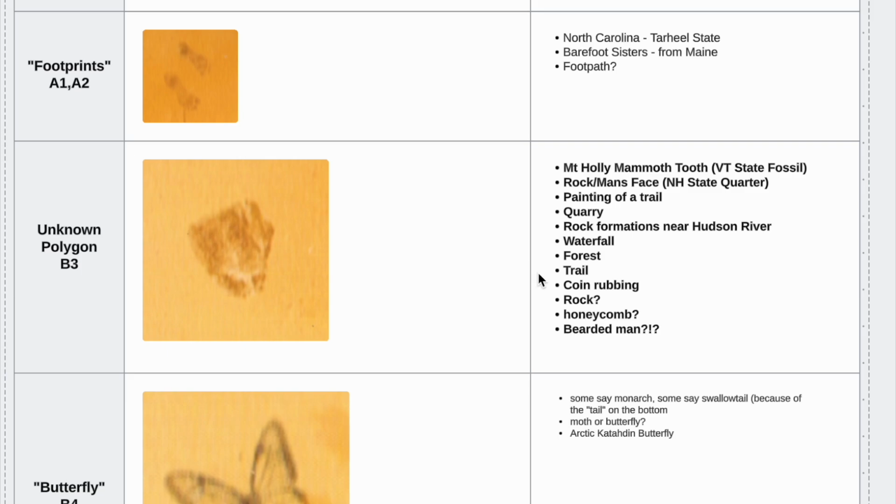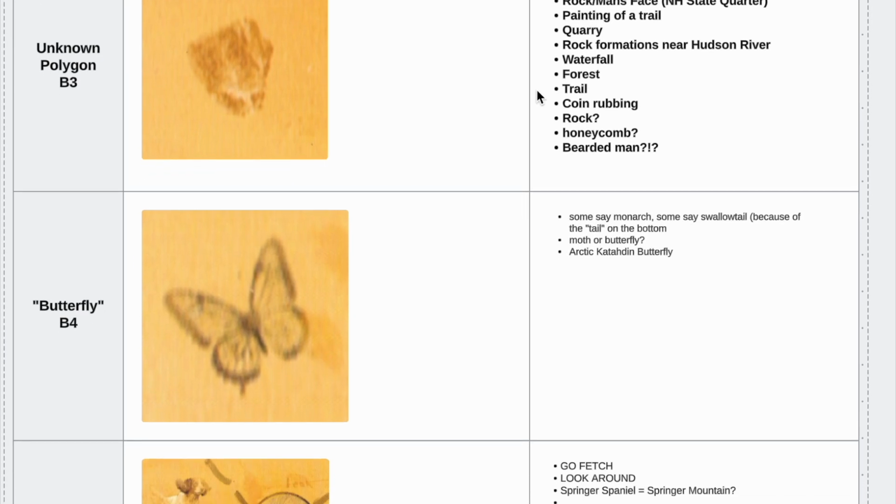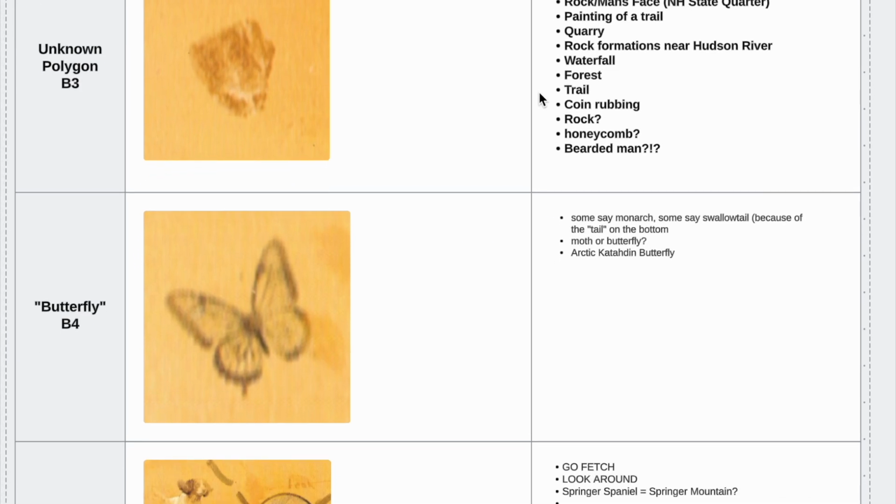Ouch. Next up, the Unknown Polygon. Have no freaking clue what this thing is. The Bob Ross fan in me says that this is a Bob Ross style painting or illustration, and that's like a waterfall with a creek running down.